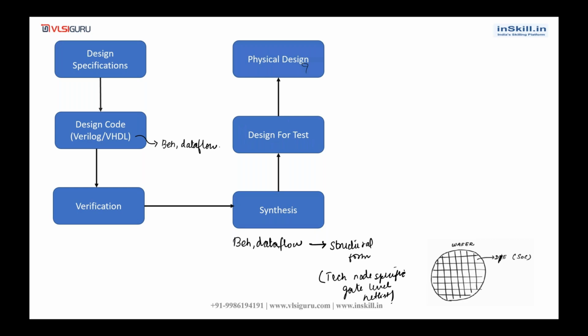And after the DFT team, we will have the physical design team. The physical design team converts the gate level netlist into layout form. So this is the physical design team.